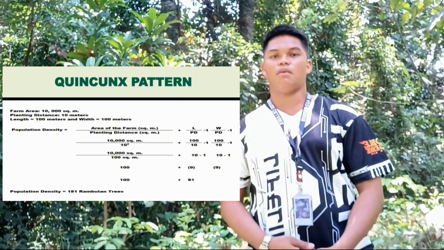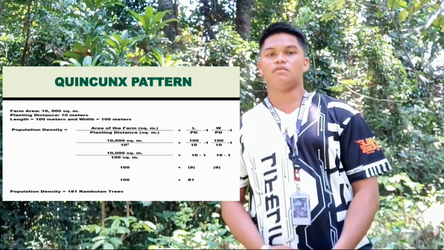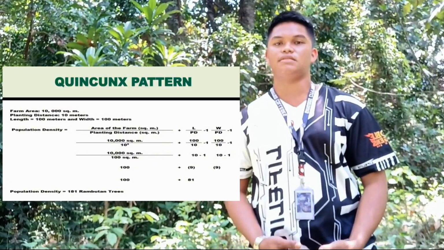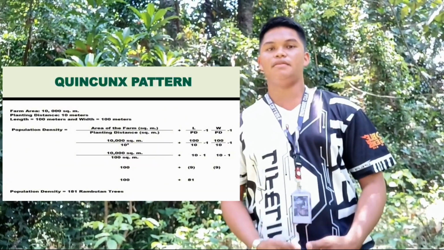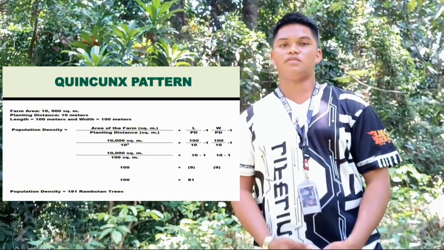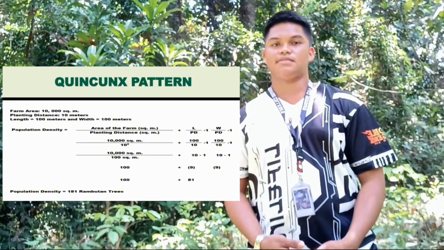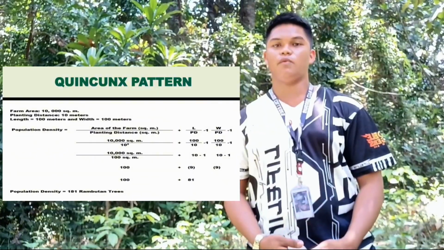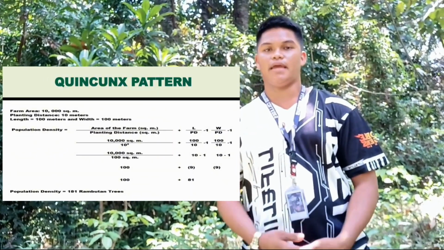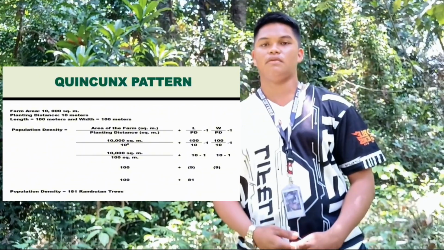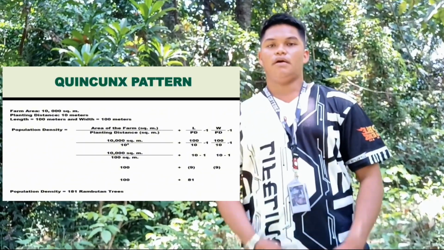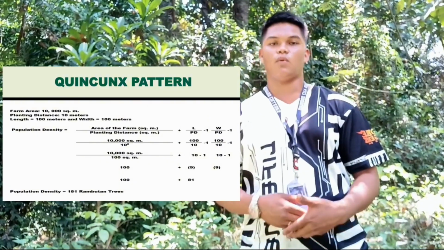First, we compute the number of plants along the length. We divide the length of 100 meters by the planting distance of 10 meters, which gives 10. Then we subtract 1, so 10 minus 1 is equal to 9. Next, we do the same for the width. We divide 100 meters by 10 meters, which also gives 10. We subtract 1, resulting in 9. After that, we multiply the two results. 9 multiplied by 9 equals 81.